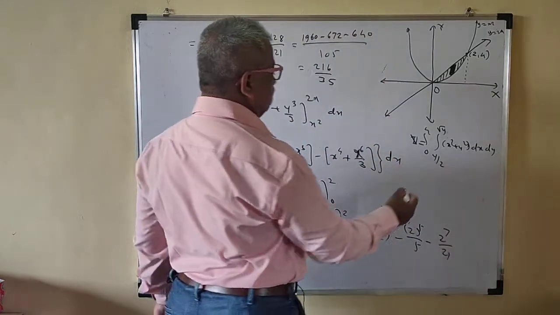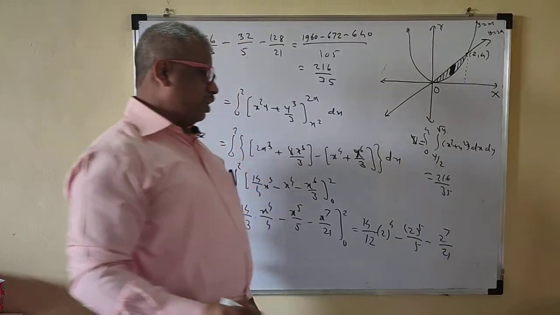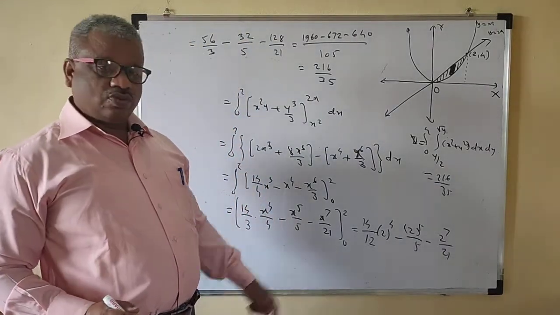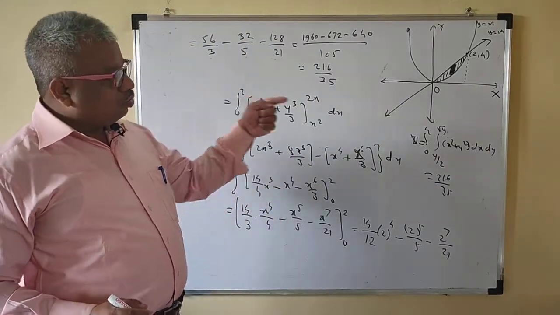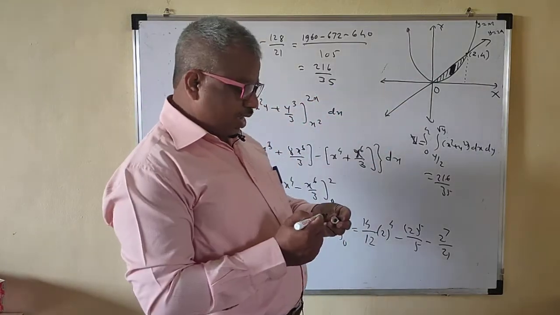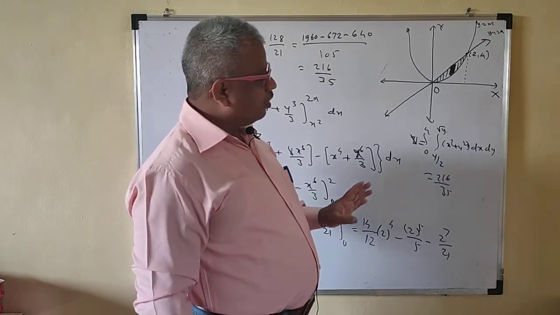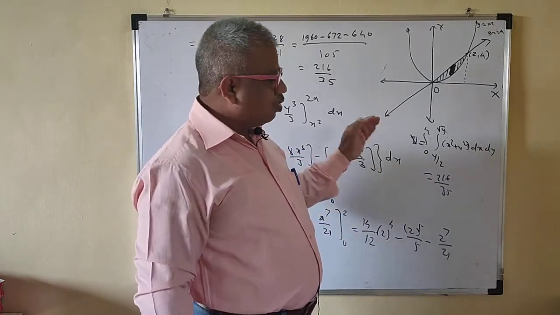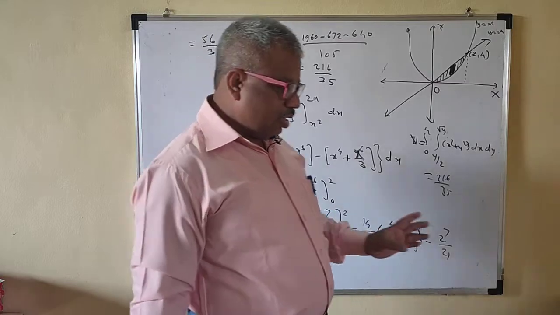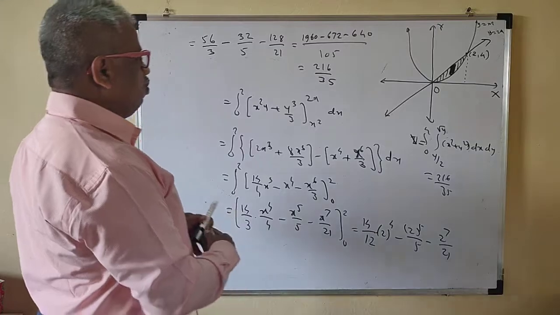Right? So you can see that this value is also the same as 216 upon 35. So this is an exercise for you. Solve this problem with the help of a strip parallel to the y-axis. In the exam you have to solve the problem in only one way. But here, for practice, solve the problem both ways, by drawing the strip parallel to the x-axis and the strip parallel to the y-axis.